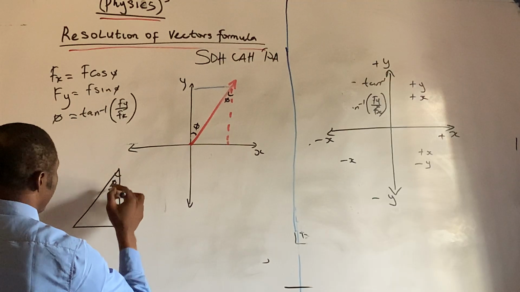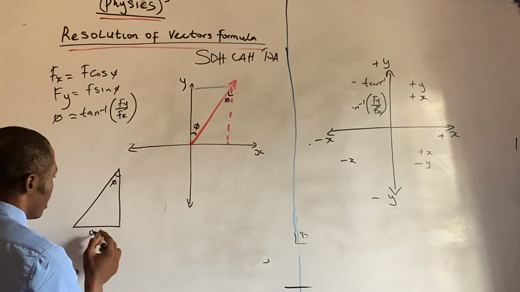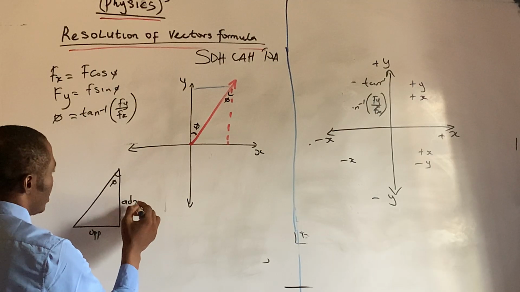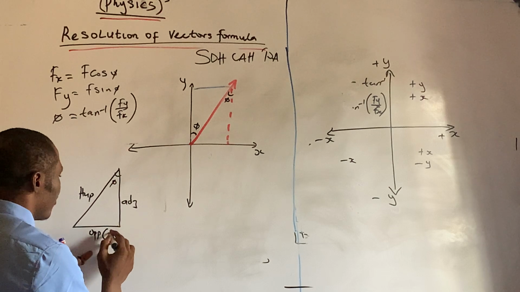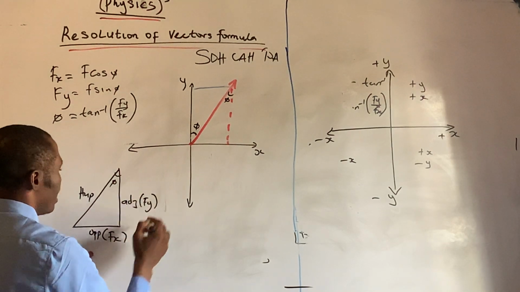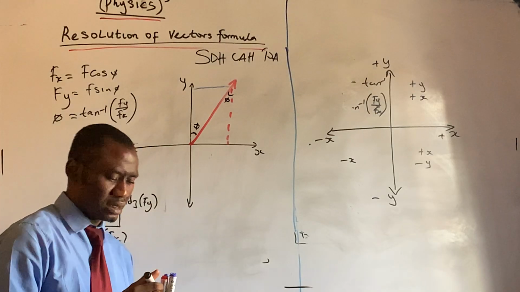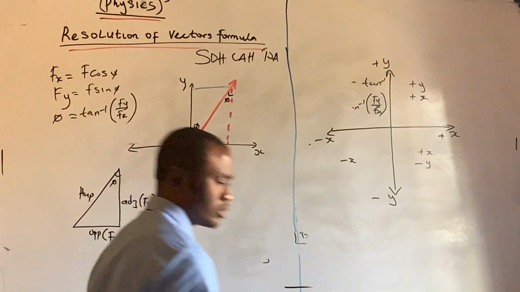So our theta is here. Now, if our theta is here, opposite will now be here, and adjacent will now be here. Of course, this is our hypotenuse. Remember, this remains our f of x, and this remains our f of y. And this is the horizontal component, and this is the vertical component. Okay? Let me check up the pen.